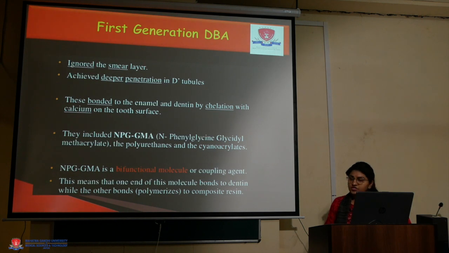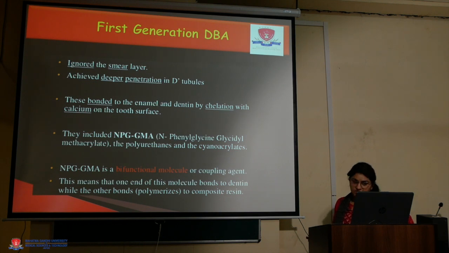So talking about the first generation, in the first generation the smear layer was not considered, and it achieved deeper penetration into the dentinal tubules. The mechanism was that they bonded to the enamel and dentine by chelation with the calcium. They included NPG-GMA, that is N-phenyl glycine glycidyl methacrylate. So this was being used, and this is a bifunctional molecule. That means it can bond to the dentine while the other end polymerizes to the composite.